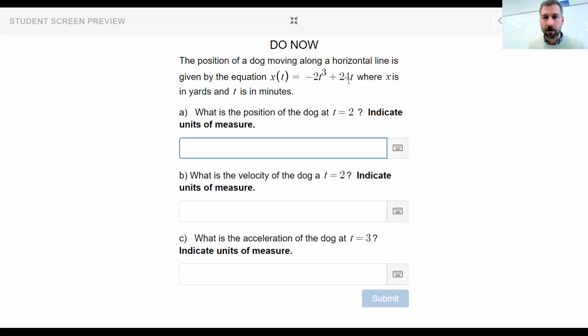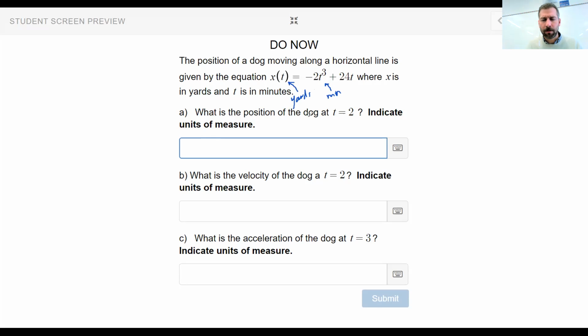The position of a dog moving along a horizontal line, I know this is weird to think about a dog moving back and forth, is given by the equation x of t equals negative 2t to the third plus 24t, where x is in yards and t is in minutes. I'm going to annotate some things here. So x is in yards. So this is kind of my output, my distance, right? Where t is going to be my time. And what is that in? That's in minutes. So I know that my units here are yards and minutes.